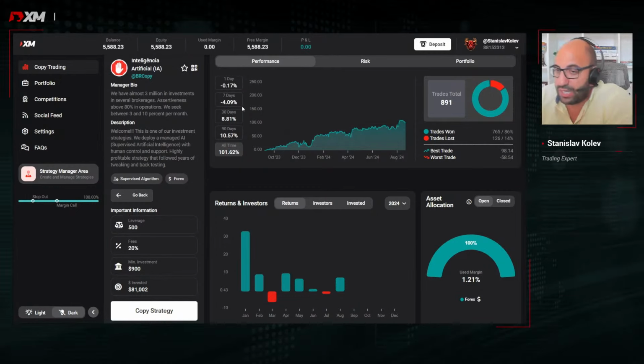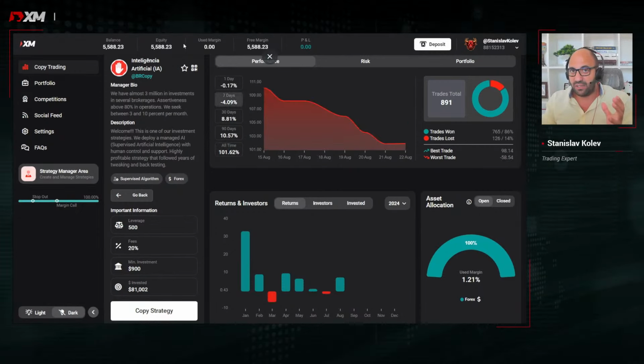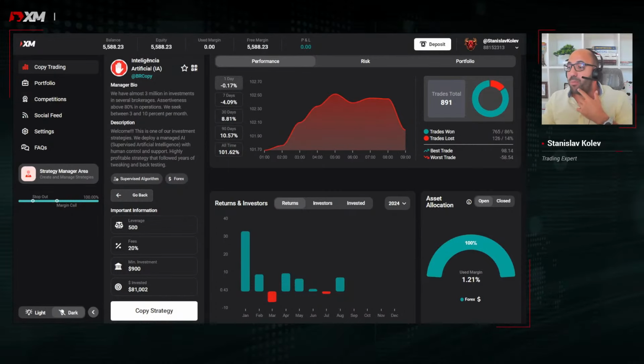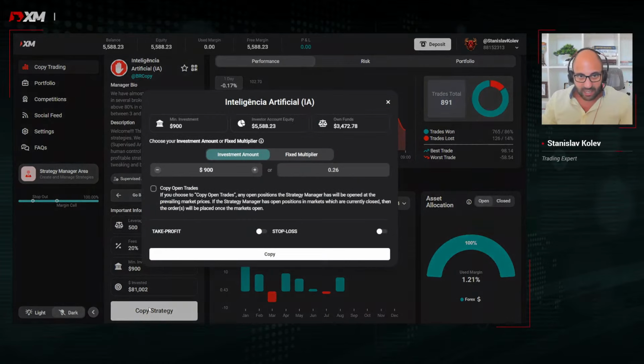I'm going to show you now when I copy him that I'm not going to replicate with all of the equity that I have, but I'm going to use some small portion of my account in order to replicate his. Long story short, when I copy strategy, when I click here, you see minimum investment is 900. My capital is 5,600.